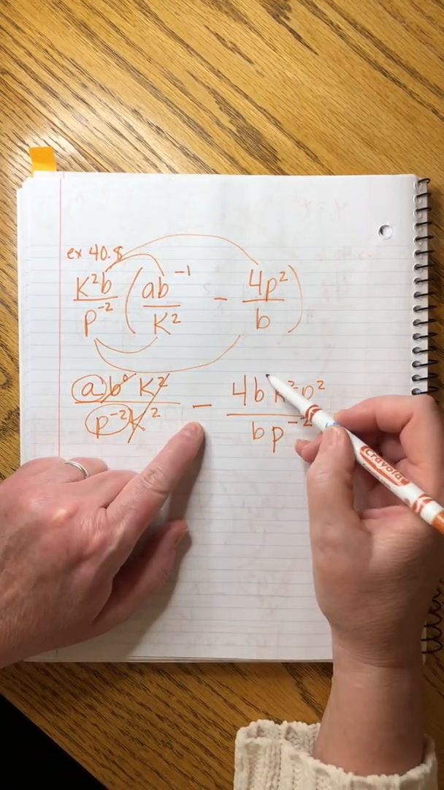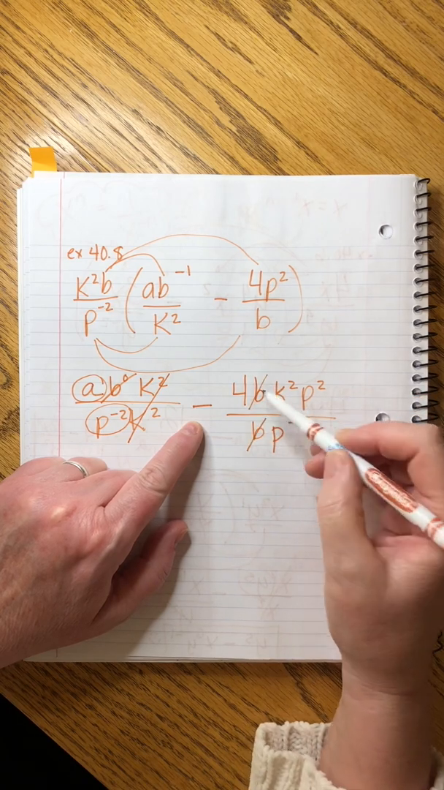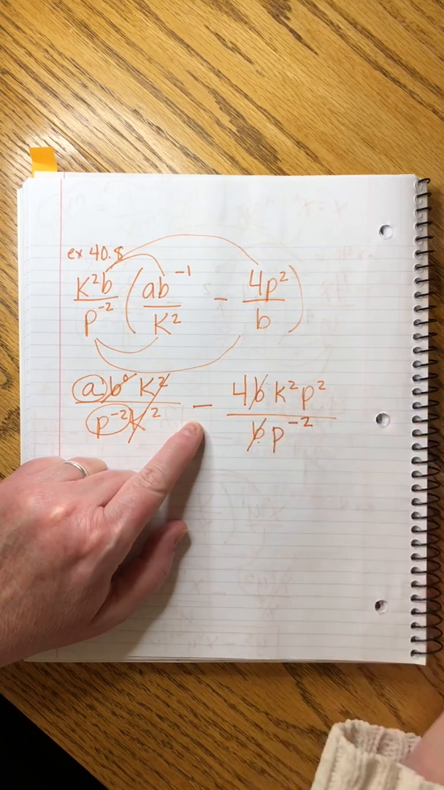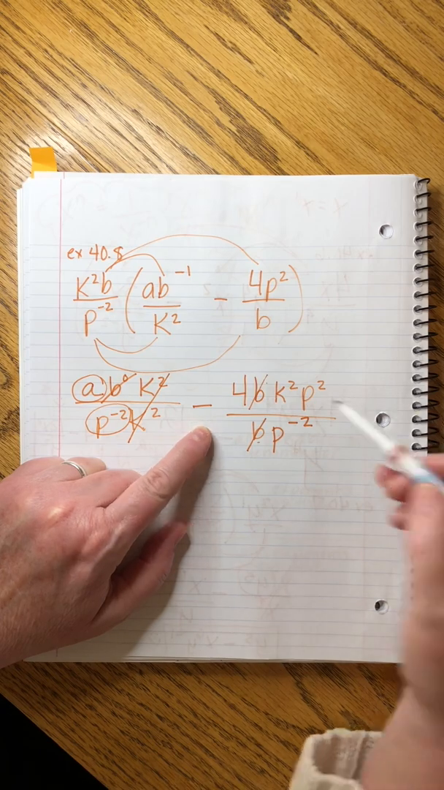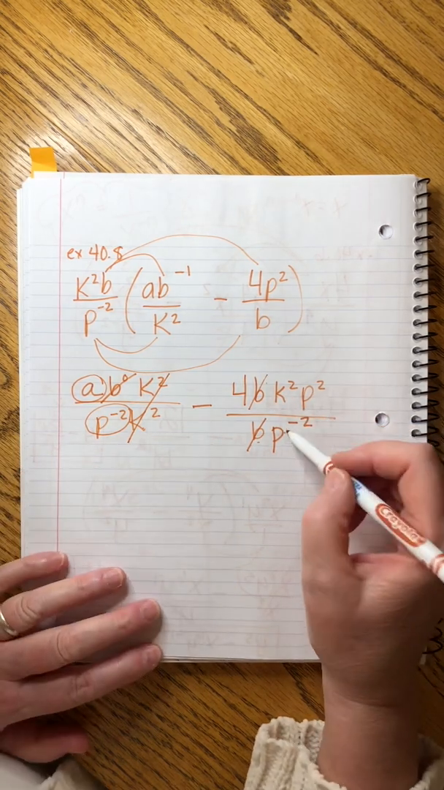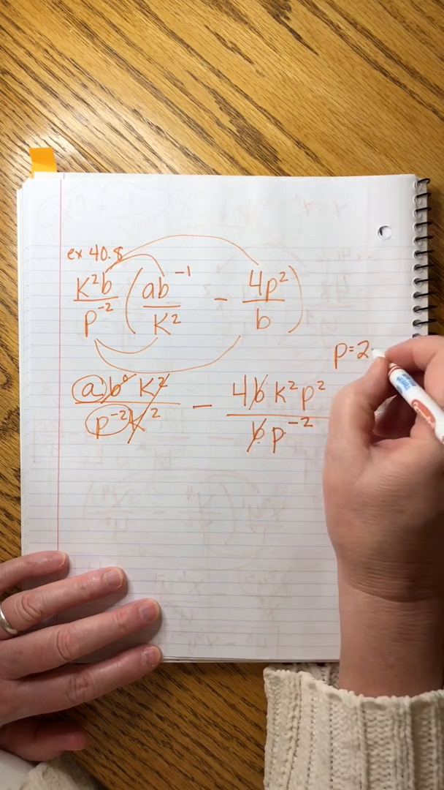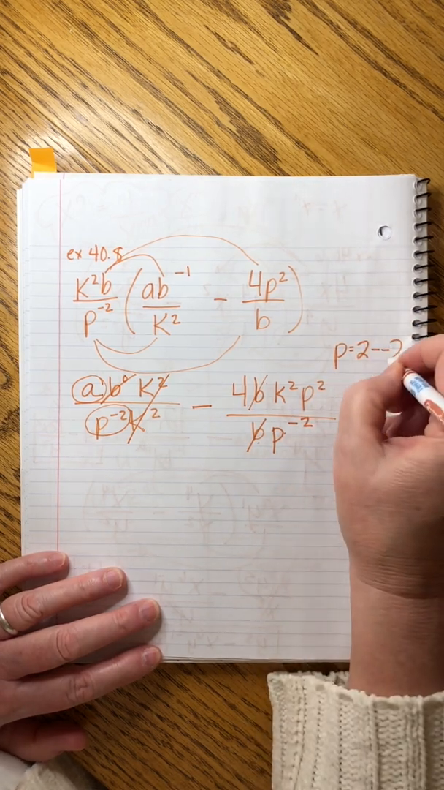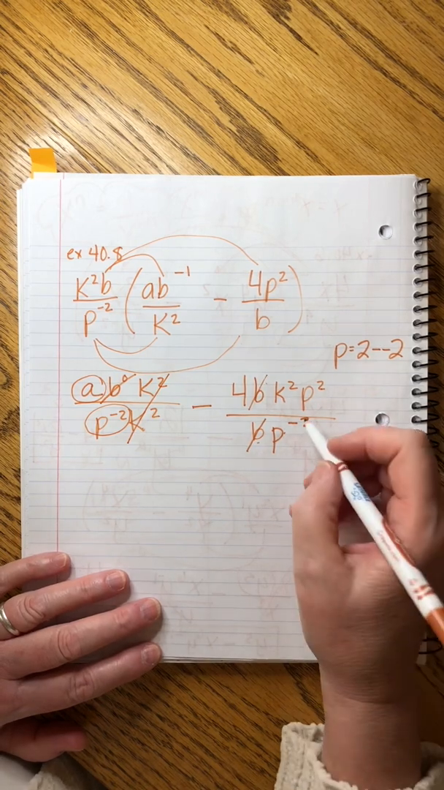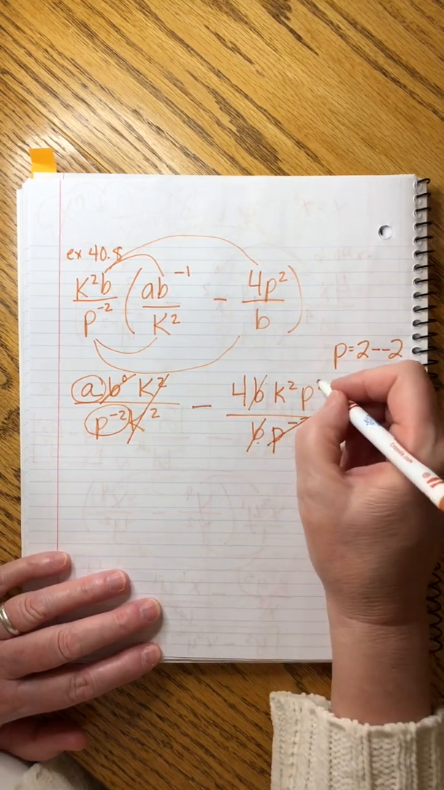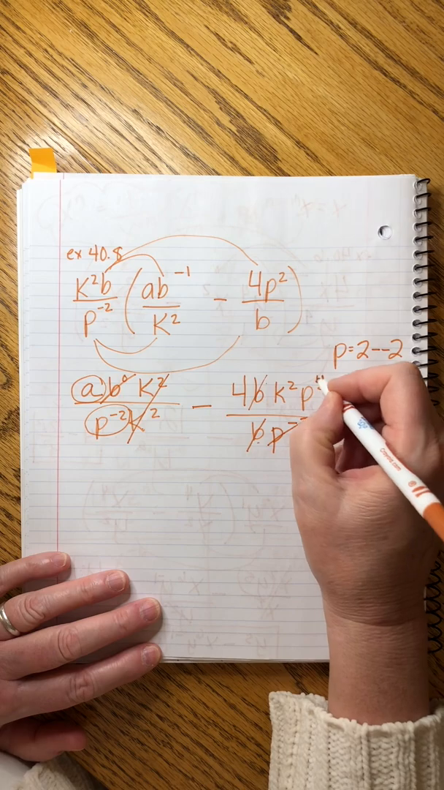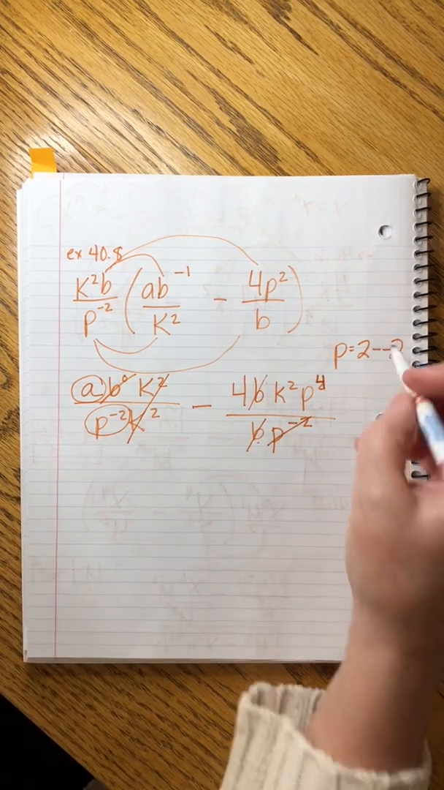Again, the B's cancel, it's 1 minus 1, or again, you can just think, anytime you have the same thing top and bottom, you can cancel. The K's are by themselves, but the P's here we can figure out. The P's, it's 2 minus the one in the bottom minus 2. So that's going to be P to the 4th. So I'm going to cross this out and change that 2 into a 4. Right? And there's how I figured that out.